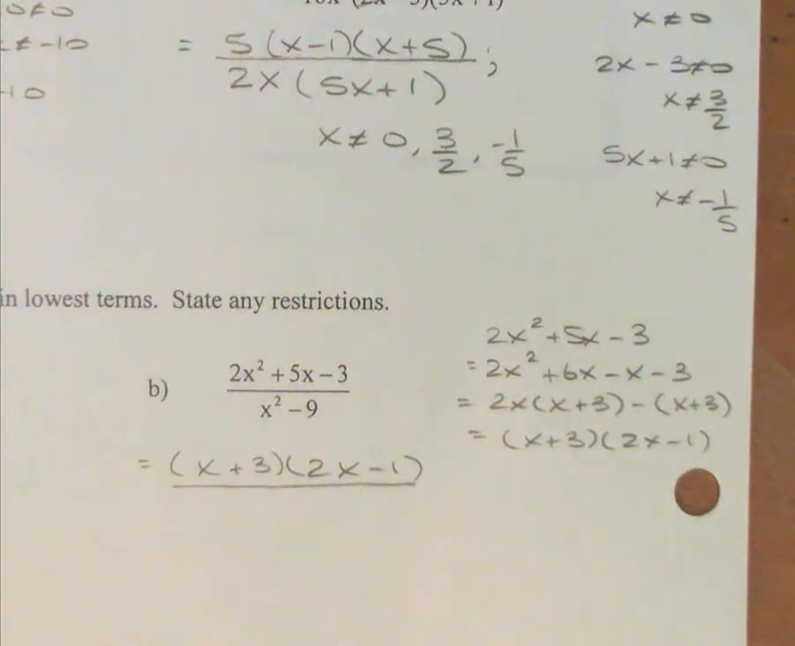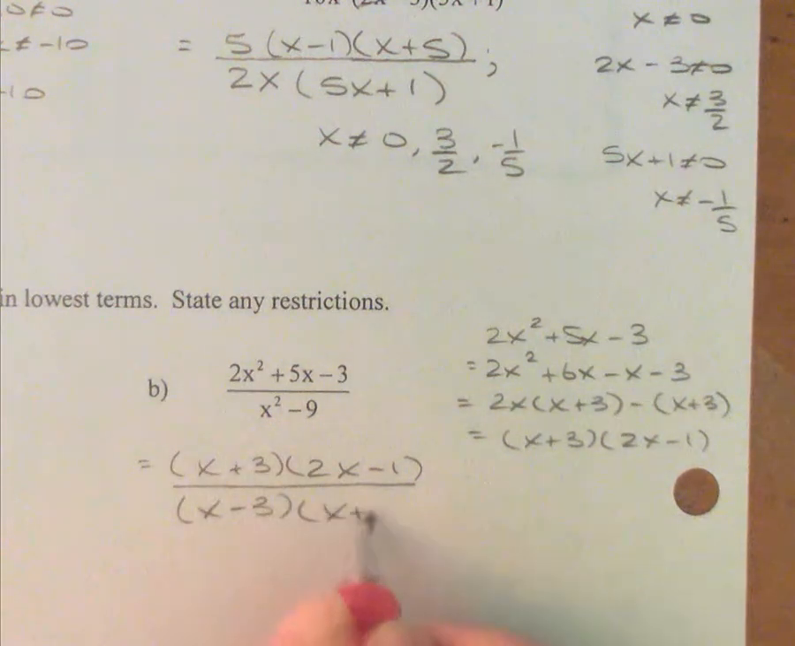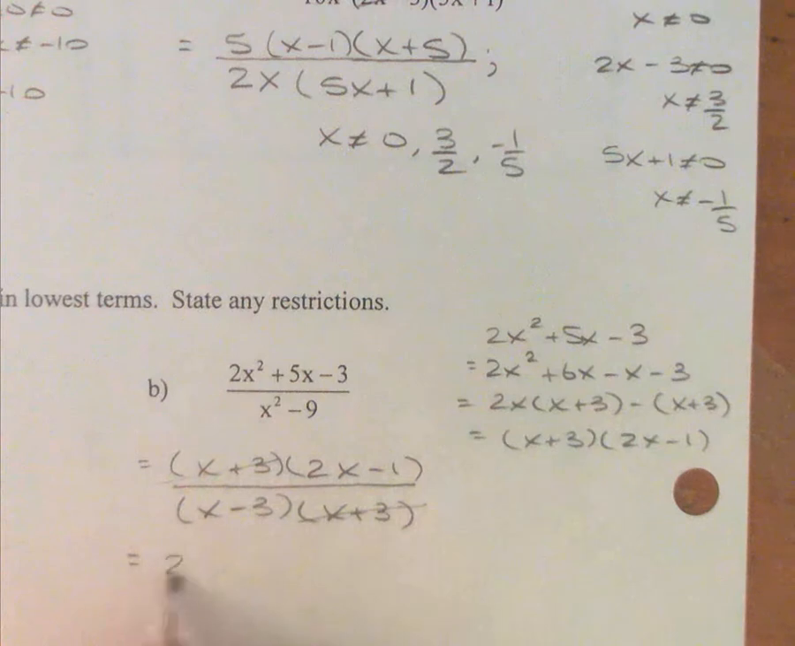If I look at the bottom, this is a difference of squares. So this will factor to x minus 3 and x plus 3. So this will simplify with this, now that it's completely factored. And I'm left with 2x minus 1 over x minus 3.